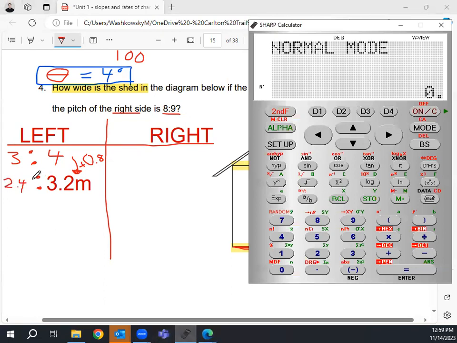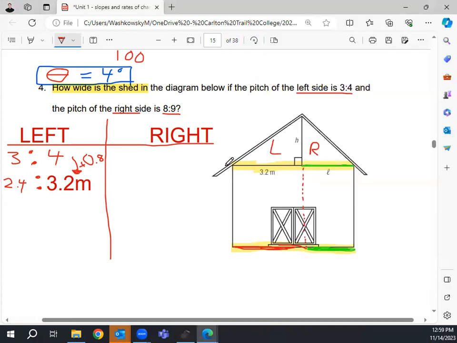So I wanted to figure out how many times, so 4 times something gave me 3.2, right? So how could I figure that out? I could figure out how many times 4 fits into 3.2. So I could take that 3.2, divide it by 4, and it's going to give me what that number was. Yeah, which is 0.8. So that means that this is a proportion, right? Which means if 4 times 0.8 gives me the actual run of it, I can take 3 times 0.8 and I'll figure out the actual rise of it.